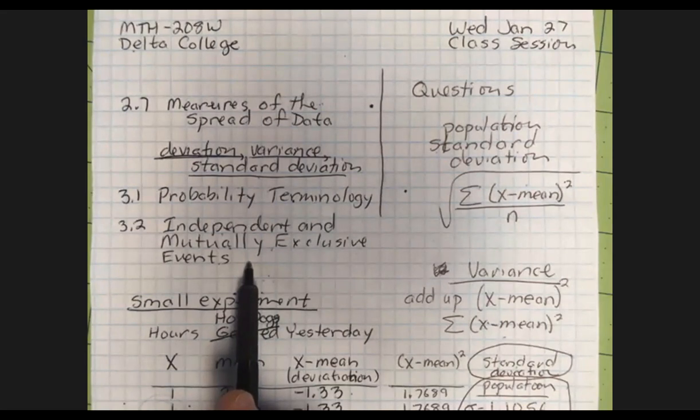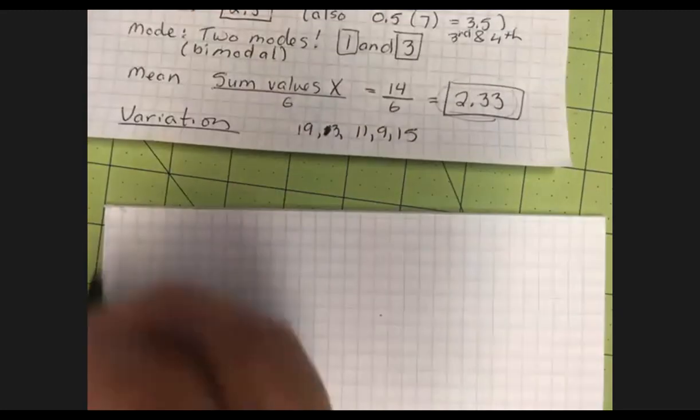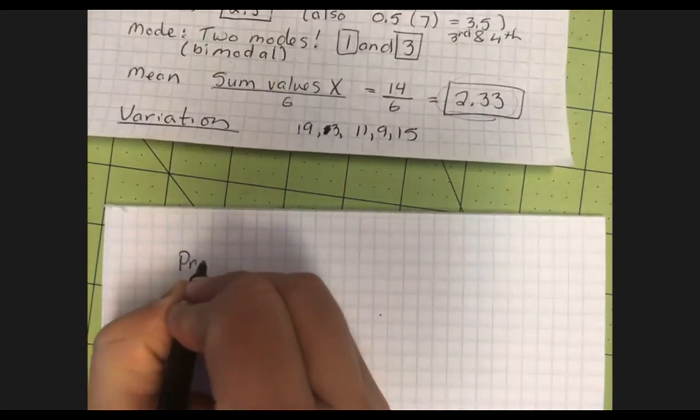But let's understand what probability is, and let's understand what independent and mutually exclusive events are. Probability, in the very simplest form, is just someone asking, how likely?